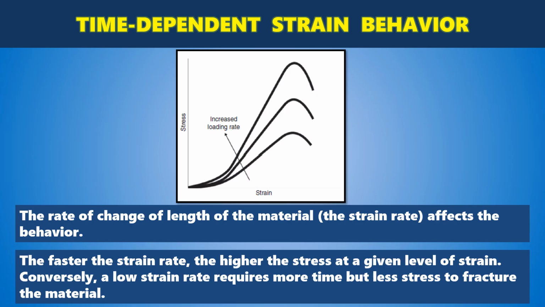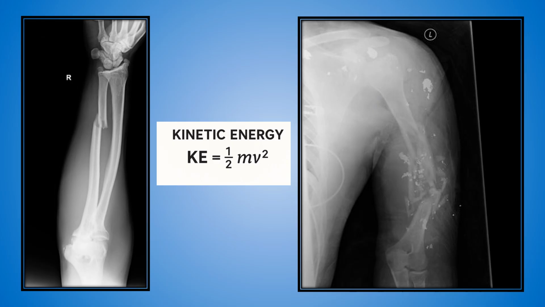With respect to time-dependent strain behavior, does the rate of change of length of the material affect the behavior? Well, the faster the strain rate, the higher the stress at a given level of strain. Let's have a look at the following X-rays. The one on the left shows a classic nightstick ulnar fracture. The one on the right is showing a highly comminuted fracture of the humerus, reflecting that the patient has sustained high energy trauma.